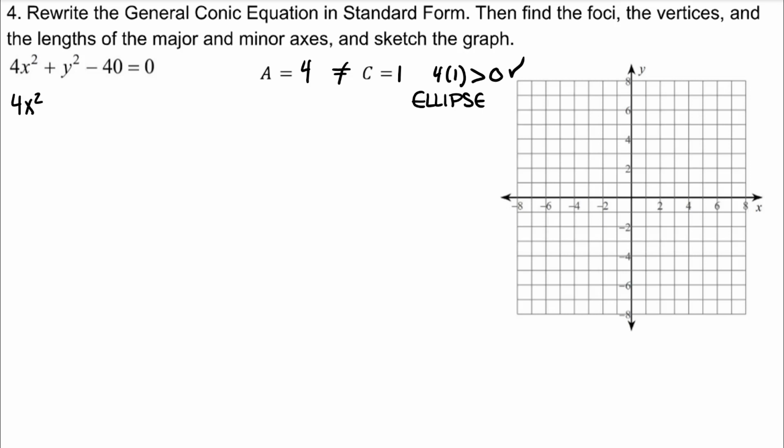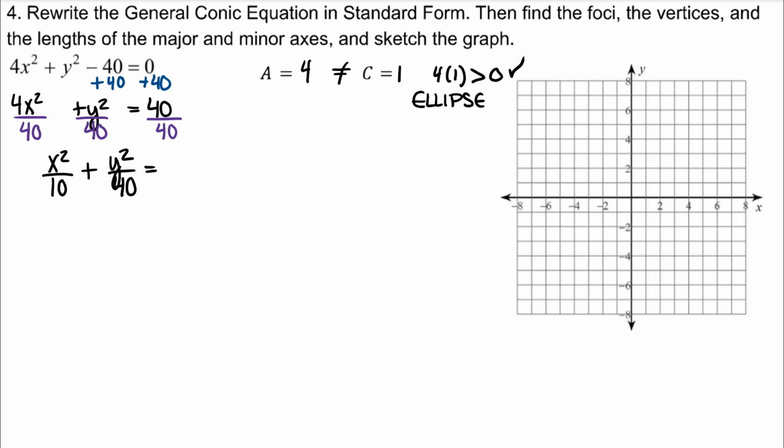Begin by bringing the constant to the right side of the equation. The standard form equation is equal to 1, so divide both sides by 40. x squared over 10 plus y squared over 40 equals 1. This means that a squared is 40 and b squared is 10. Since a squared is the denominator of y squared, this is a vertical ellipse, where the vertices, foci, and major axis lie on the y-axis.